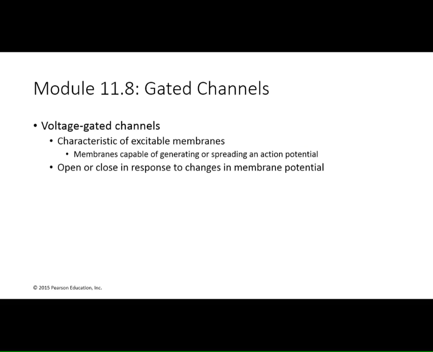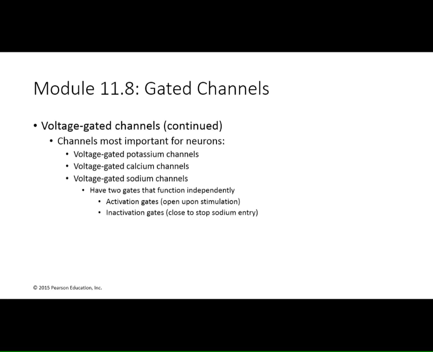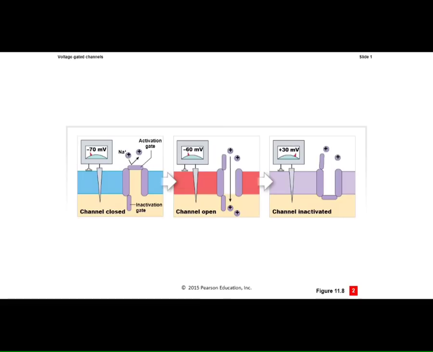Then there are voltage-gated channels. This is going to be what happens in excitable membranes like neurons. There's going to be some opening or closing in response to an electrical change. And we're going to see a lot of this going on. There are going to be voltage-gated potassium, voltage-gated calcium, voltage-gated sodium channels. Again, they'll open and close. They'll be activated, opened, or inactivated, closed, based upon the electrical flux that's going on in the membrane.